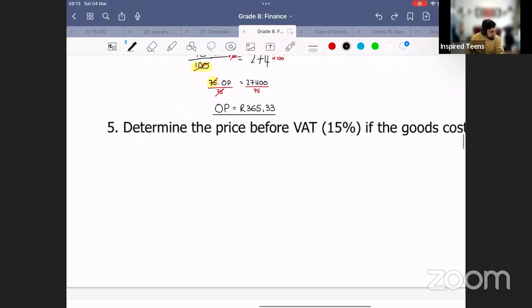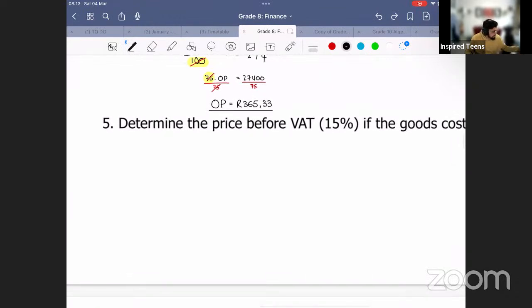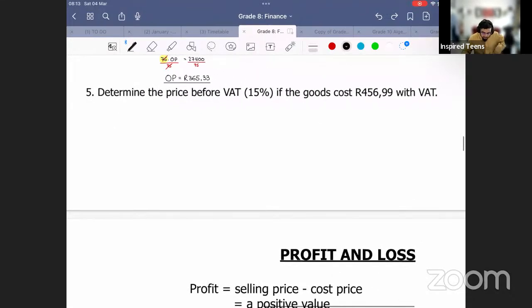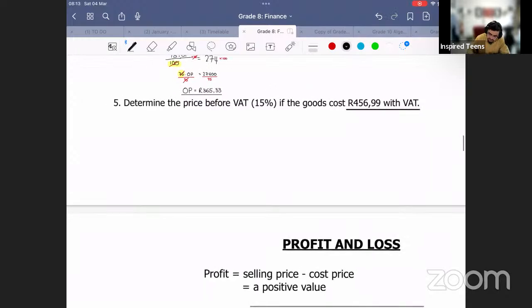Let's do number 5 and see if you understand from there. Determine the price before VAT. Let's read it fully: determine the price before VAT, which is 15%, if the goods cost 556.99 rand with VAT. Again, this is a backwards question.